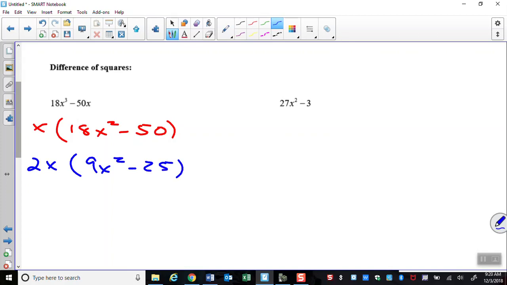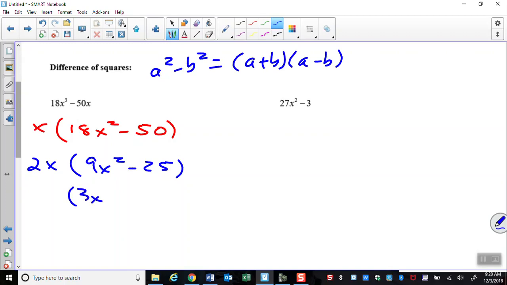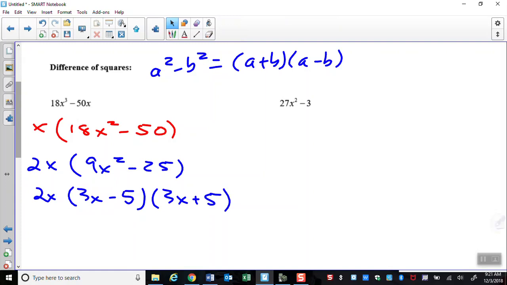Okay, very good. So now, great, Mr. Hilliard, I don't remember what to do now. That's okay. Remember that a squared minus b squared equals a plus b times a minus b. All right, in this case, a squared is 9x squared. So a is 3x. b squared is 25, so b is 5, if we substitute. Okay, and then you just change the sign for the next one. And we bring down our 2x, and we are all factored.